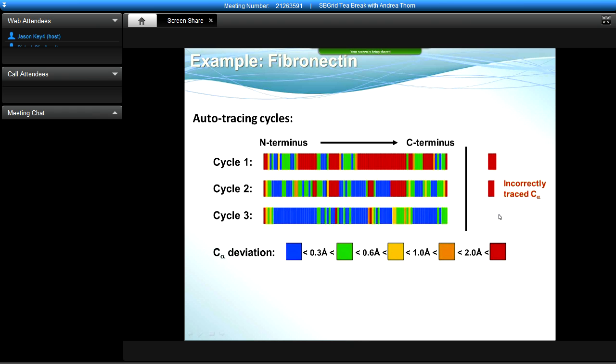The colors here refer to the RMS deviation between the real structure and the trace. Red is wrong, so absolutely incorrectly traced C alphas are listed here. What we can see in the first auto tracing cycle is that almost nothing of the structure is correct. However, over the course of the density modification and auto tracing, things improve hugely. So this means there was a relatively small toehold to start from with the substructure because the signal was weak, but the density modification and auto tracing can actually improve it to a relatively complete structure.